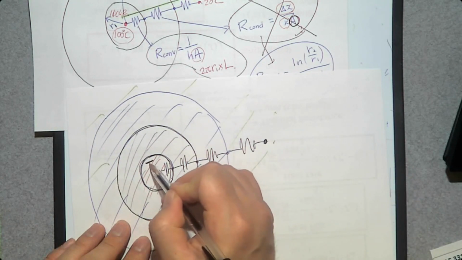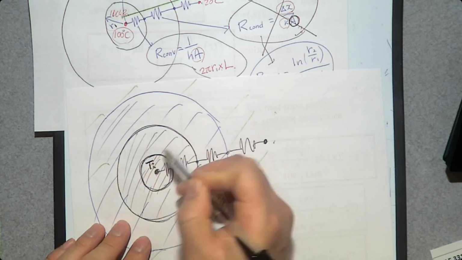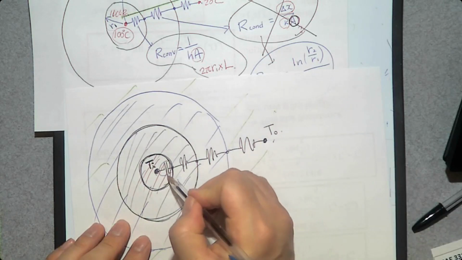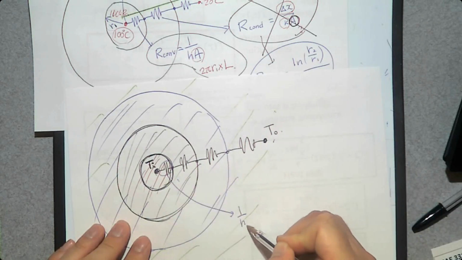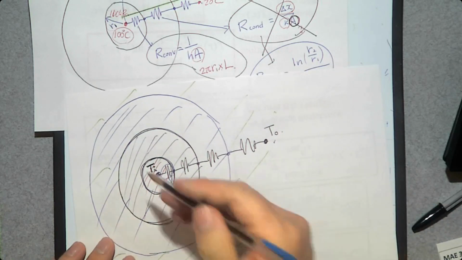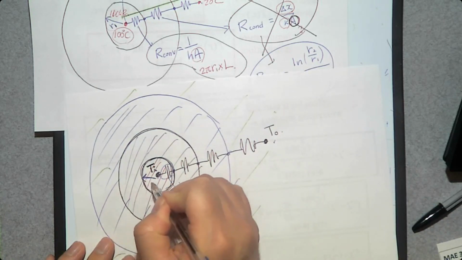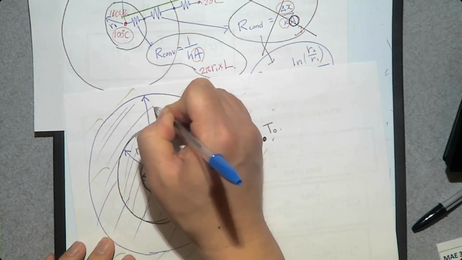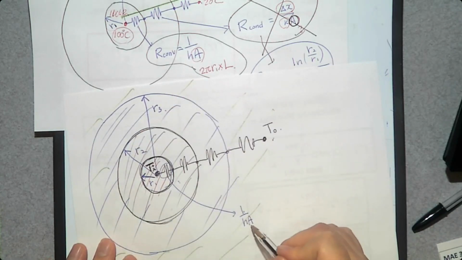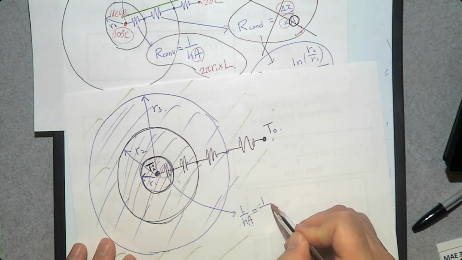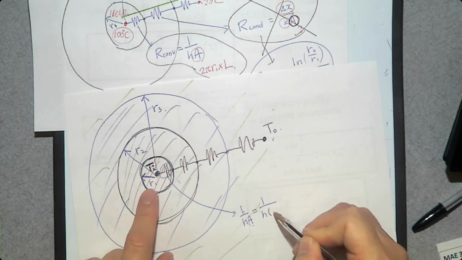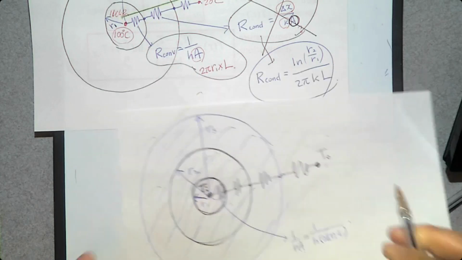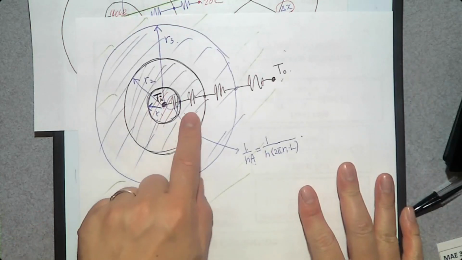So this one is T_i, T_o, and this resistance is going to be 1 over hA. By the way, the inner radius is R1. This one is R2. This one is R3. Then 1 over hA is going to be 1 over h times 2 pi R1 times the length of the tube. What about this?